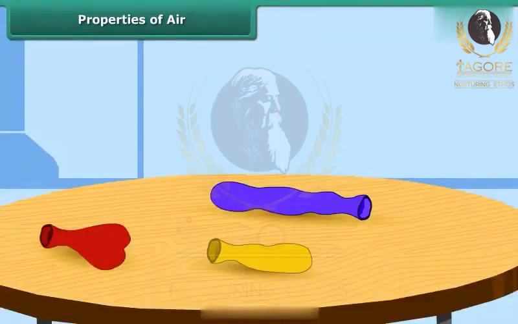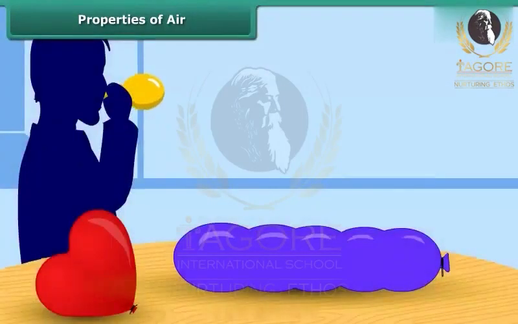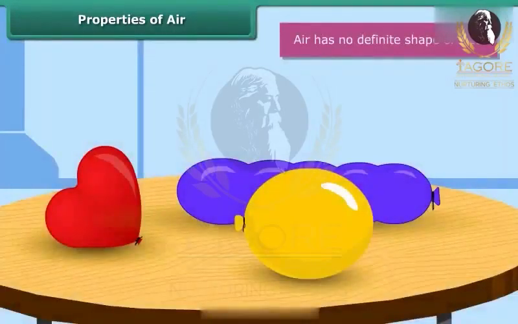Take 3 balloons of different shapes and sizes. Blow air into all 3. Do the air-filled balloons appear different from one another? That is because originally they had different shapes and sizes. Air has no definite shape or size. It occupies the shape of its container.